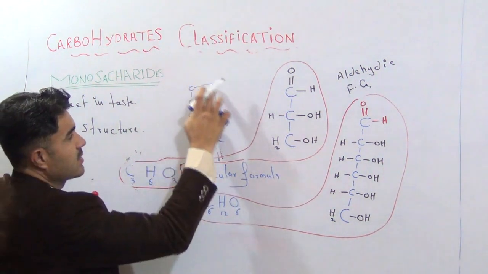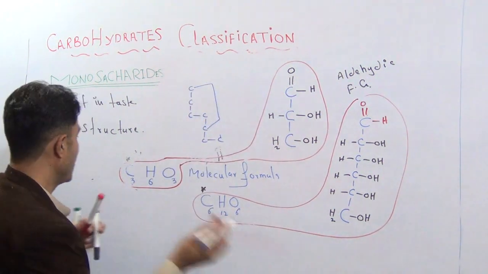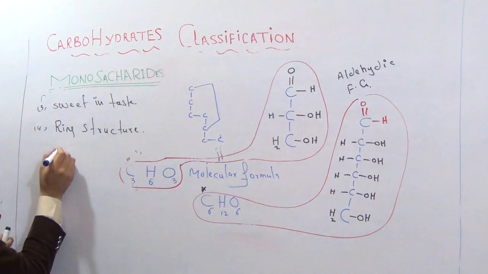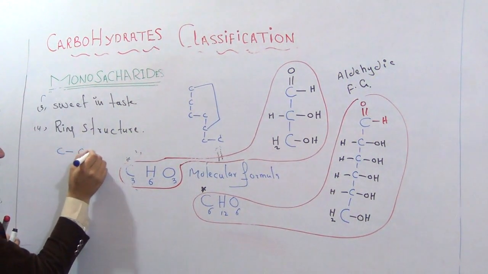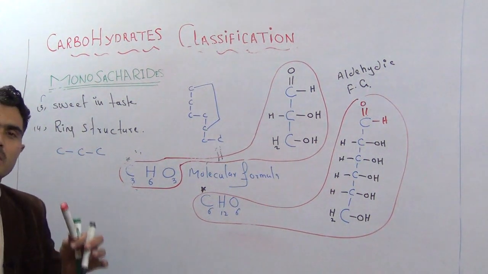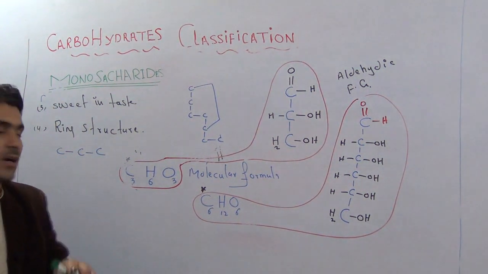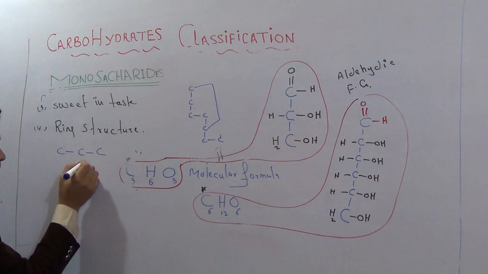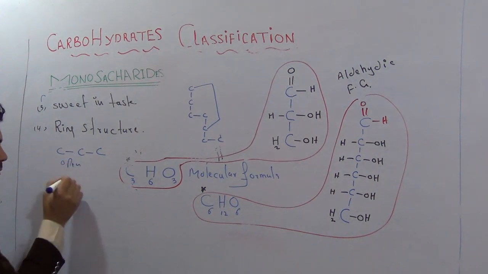Anyway, this is then called a ring. Okay, I will give you one more example. Let's suppose these are 3 carbon atoms, attached with one another. Now this is the open form. Now I'm going to make it in the form of a ring.